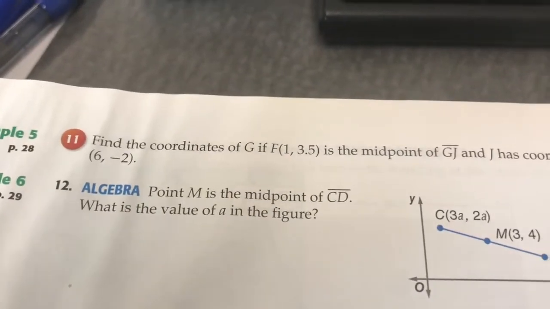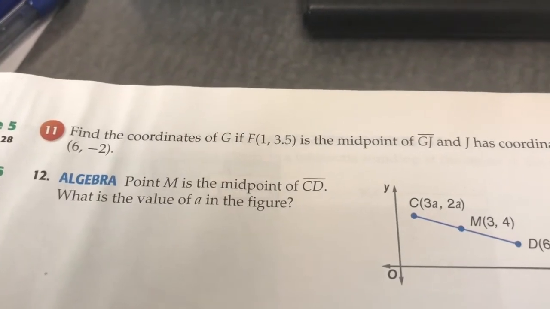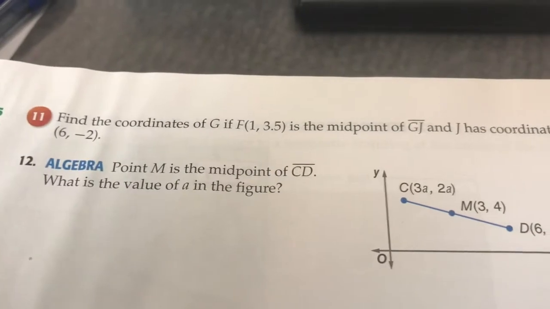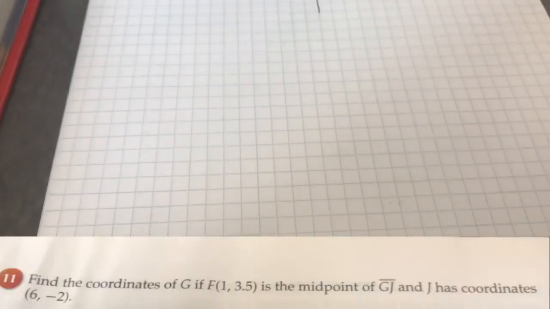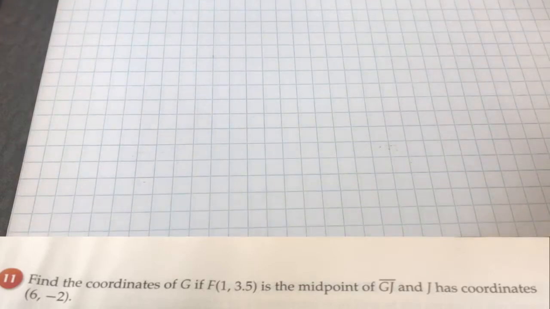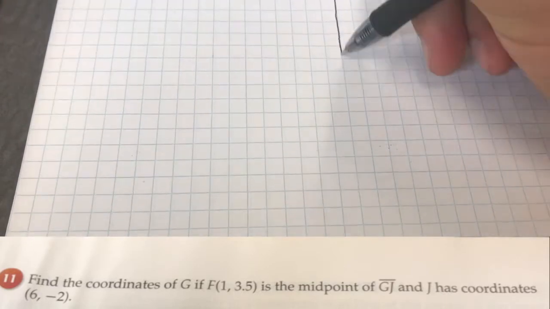Question we're looking at here is, find the coordinates of G if F (1, 3.5) is the midpoint of GJ and J has coordinates (6, -2). So I'm going to put on some graph paper. I know some people will definitely benefit from having it graphed out.